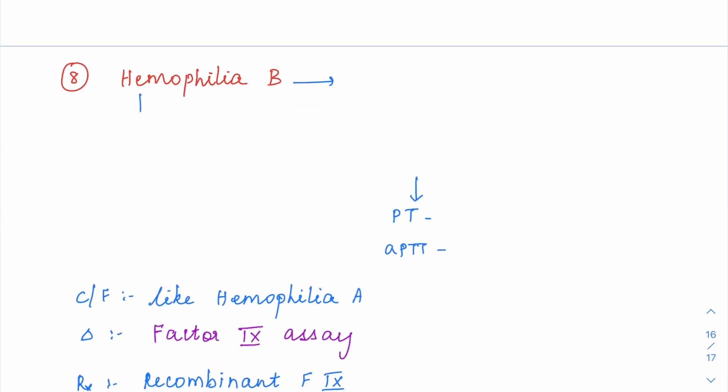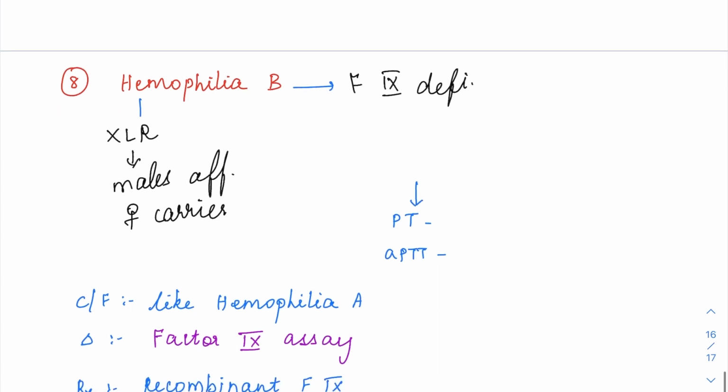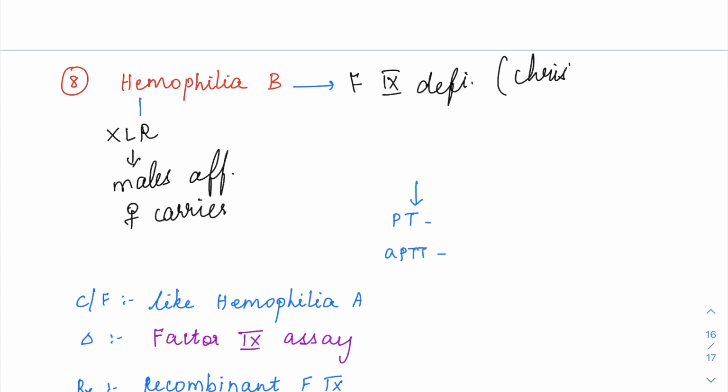Next we'll see about hemophilia B. Like hemophilia A, this is also an X-linked recessive disease, affecting males, and females are going to be carriers. Here the factor which is deficient is factor 9. So factor 8 deficiency is hemophilia A, factor 9 deficiency is hemophilia B, and factor 9 is called Christmas factor. So this disease has been given the name Christmas disease. Christmas disease is hemophilia B.